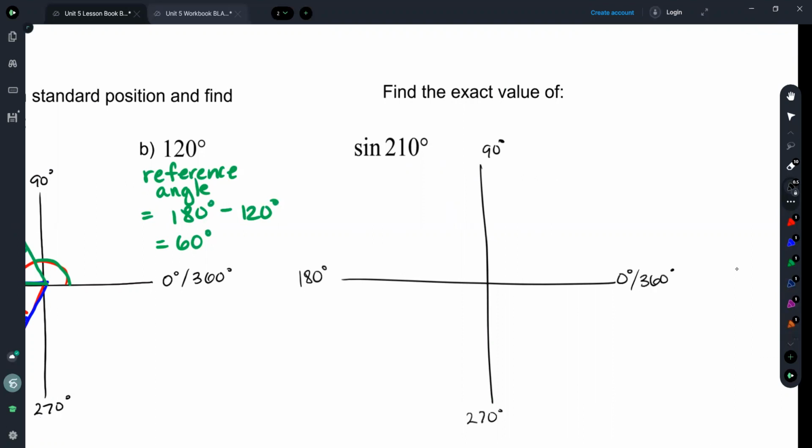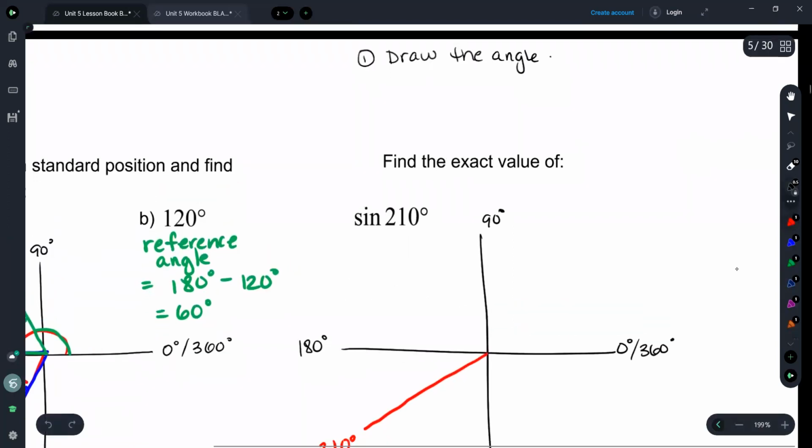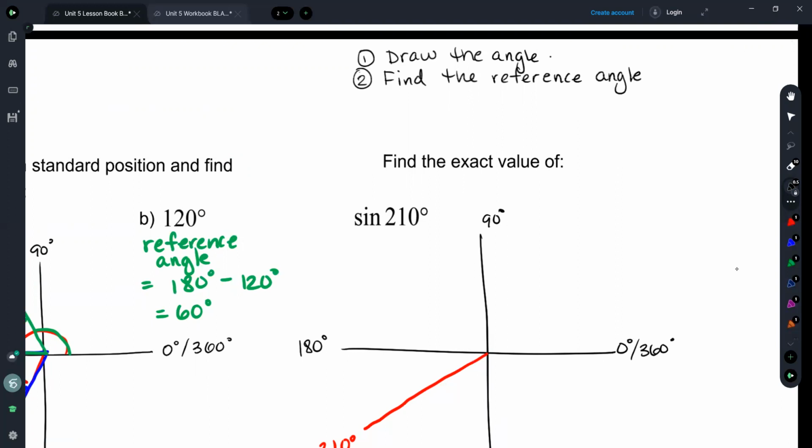And 210, I should be placing that just past 180, not quite to 270. So it should be something like probably around here, I would say. And again, that's the measurement, basically around like this. We don't have to draw that. I'm just placing the arm. Okay, so we drew the angle. Then we're going to find the reference angle. You'll show it somewhere on here, right? You'll put it on your diagram.